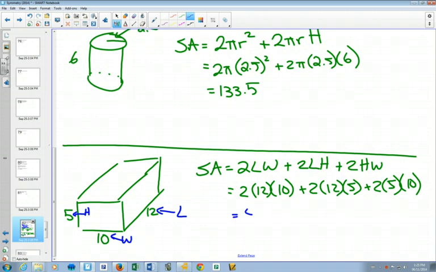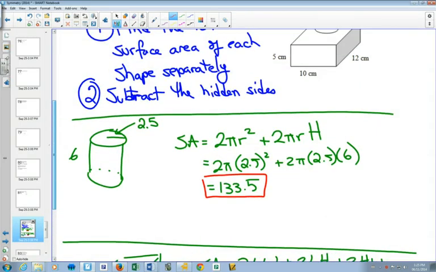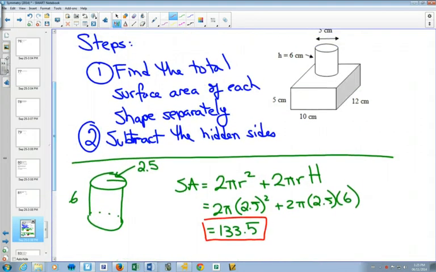460. So this is the total surface area of the cylinder, and this is the total surface area of the prism. Now we can go back to our instructions because we have done step 1. We found the total surface area of each shape separately.